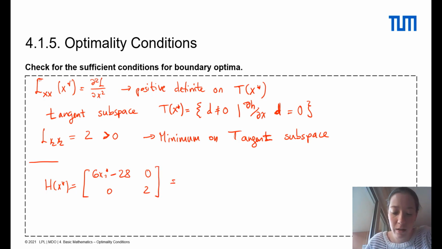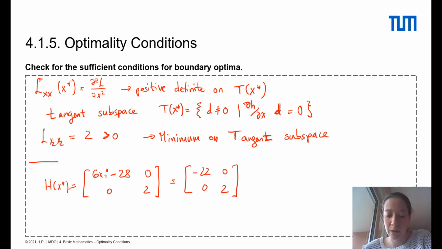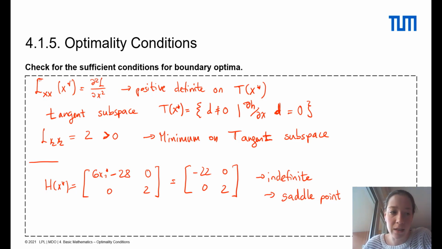So if we evaluated that at x1 star, it's actually minus 22 and 2. So the matrix at x star, the Hessian, is actually indefinite. And also we've seen it before, indefinite means that x1 star is actually a saddle point. But for the constraint optimization problem that we wanted to solve here, it's a minimum, so it's the optimal solution for the constraint problem.